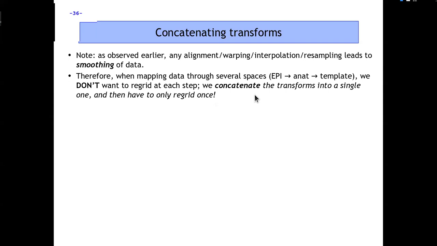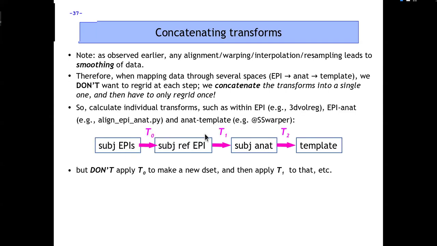There are different ways that we can do this. Like we have multiple transformations between our subject EPI. We align it to one for motion correction. We align it to the anatomical for better fiduciality, and we align the anatomical to the template to send it to template space. If I create a new data set every time I apply the transformation individually, that is going to accumulate a lot of blurring successively, because every time I apply a transform, I blur and regrid the data set because I'm always interpolating onto a new grid.